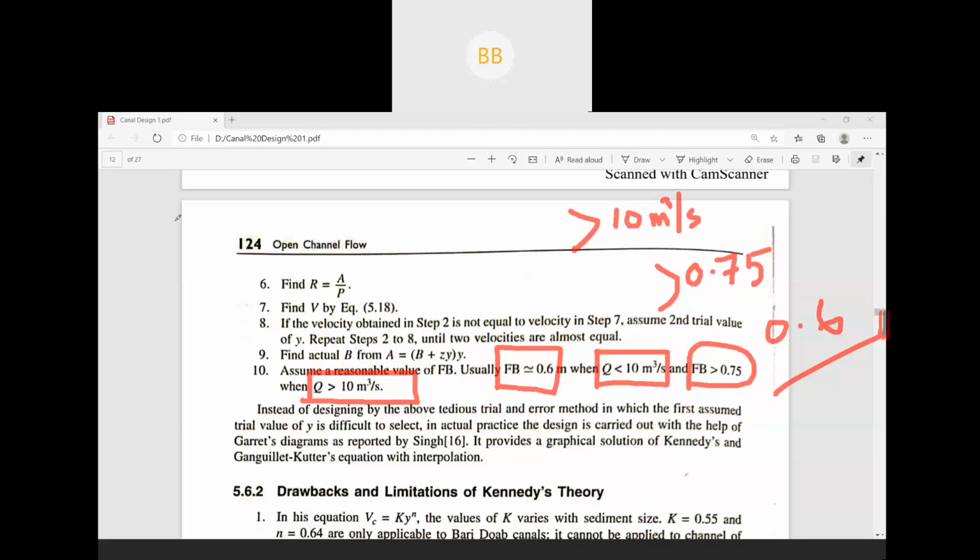So definitely we have limitations of this particular theory, and you don't have to write these limitations because I'm going to share this PDF with you, so you can directly write them down from that PDF.